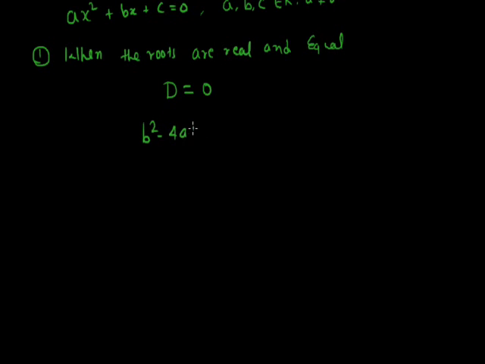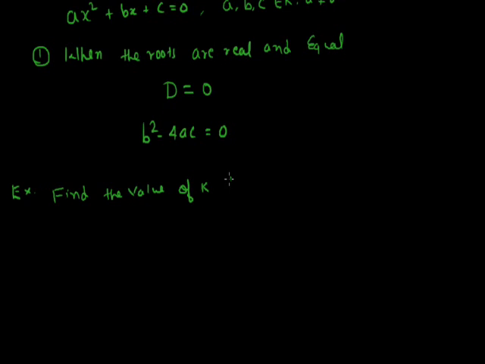b square minus 4ac will be equal to 0. So when roots are real and equal, then D will be equal to 0. Now we will take some examples for this. First example, find the value of k.